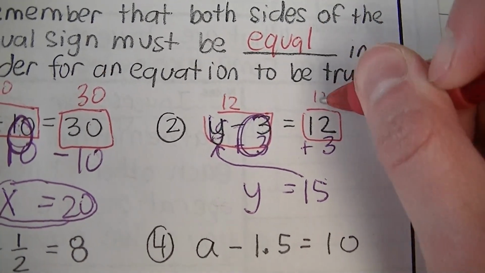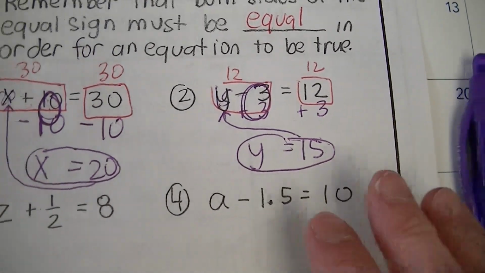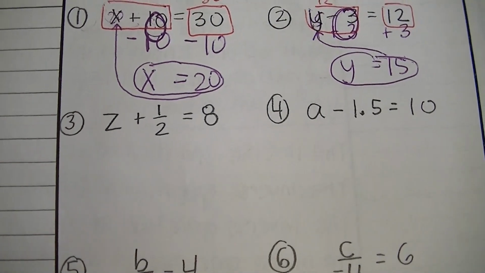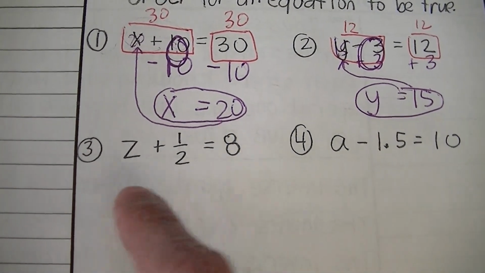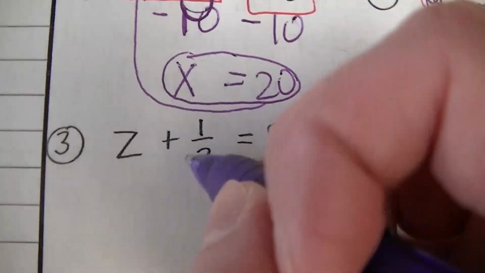And this side also equals 12, so that's why 15 is the correct answer. Number 3, z plus a half is equal to 8. What is the value of z? So use inverse operations. Look at that number right there.